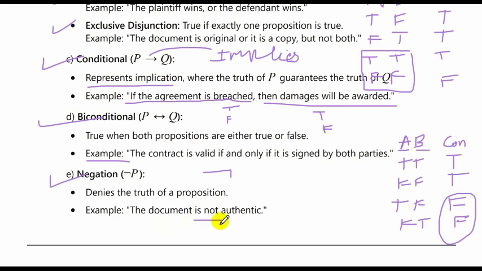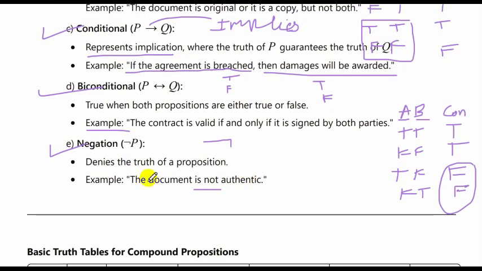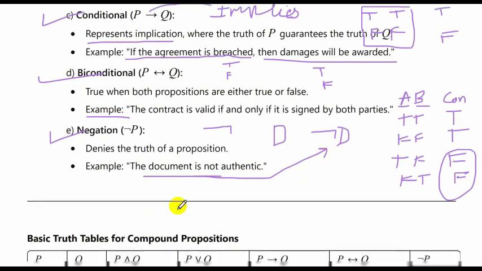So by stating "not authentic": the document is authentic, the document is not authentic. Let's say we represent "the document is authentic" by D. Then "the document is not authentic" will be represented by not D. This particular thing will be represented by this symbol.